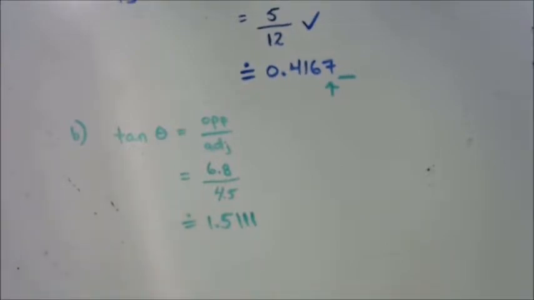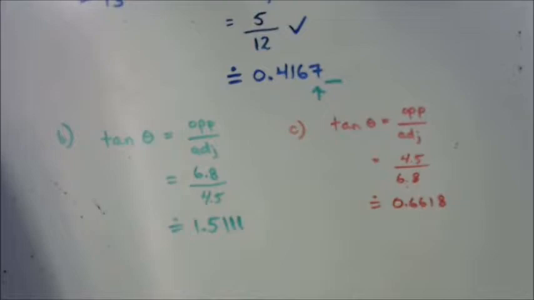Go ahead and try C on your own. Make sure you identify adjacent and opposite sides correctly. Go ahead and double check your answer for C on the board. As a fraction, it should say 4.5 over 6.8, and as a decimal, you should say it is approximately 0.6618. Example 2 is quick and painless.